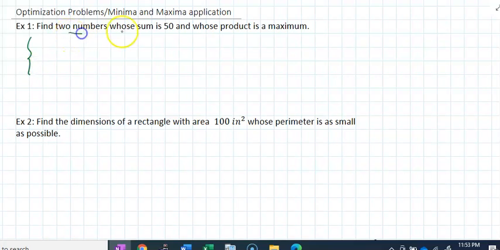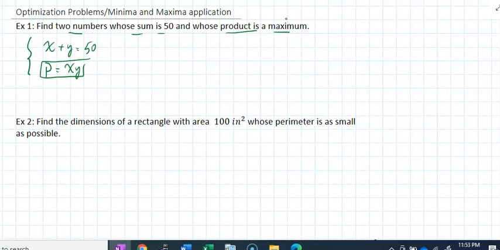Find two numbers whose sum is 50. Let's say the numbers are x and y, and whose product is a maximum. So that's really what you have to maximize. The product of the two numbers is xy. This product is a maximum, and we want to find the maximum. You take a derivative and you set it equal to 0.